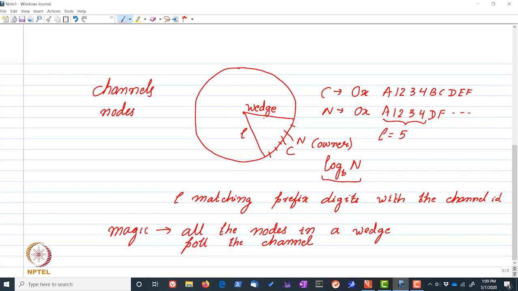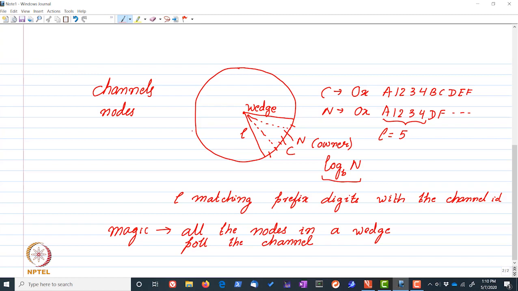So if we just want more nodes to poll the channel, all that we have to do is reduce the polling level. Once we reduce the polling level, the wedge will span more nodes, and the increased number of nodes will actually come and poll the channel. And let's say the channel loses popularity, then all that we need to do is increase the polling level, and the wedge will shrink. So let's say the wedge might become something like this. And then a fewer number of nodes will poll the channel.